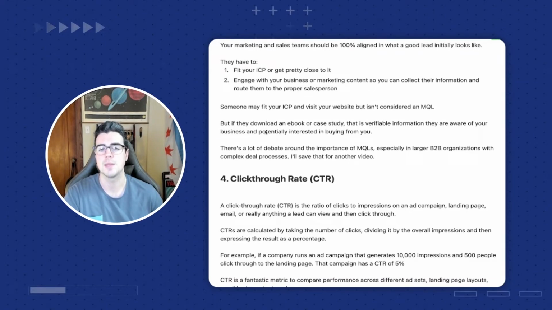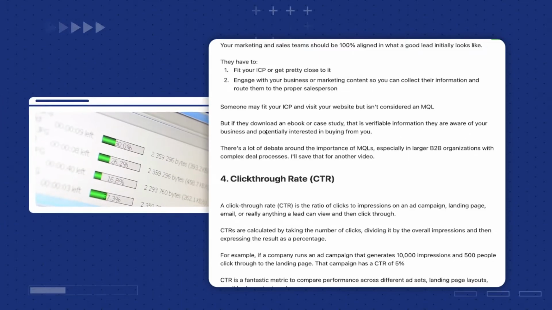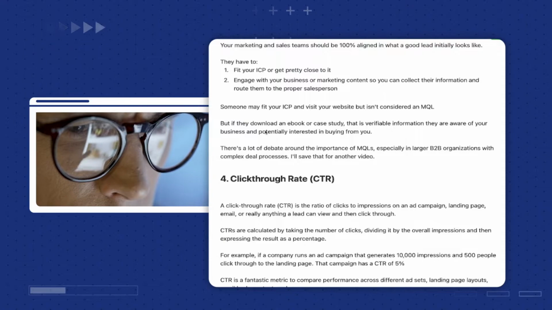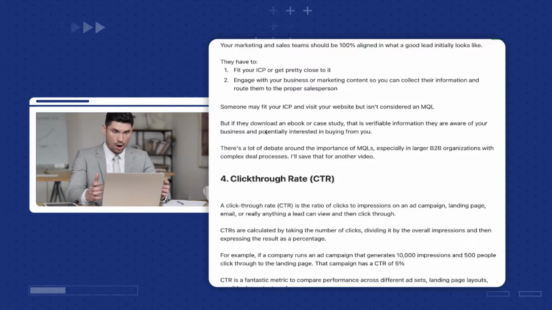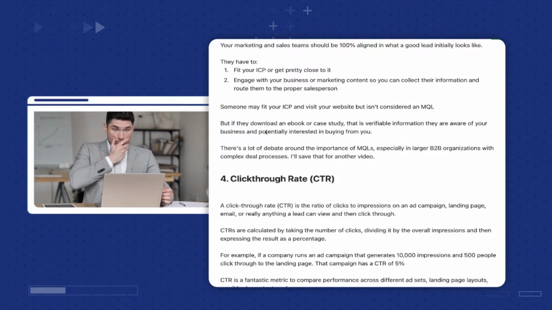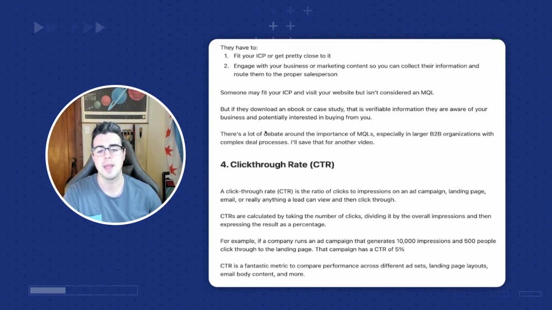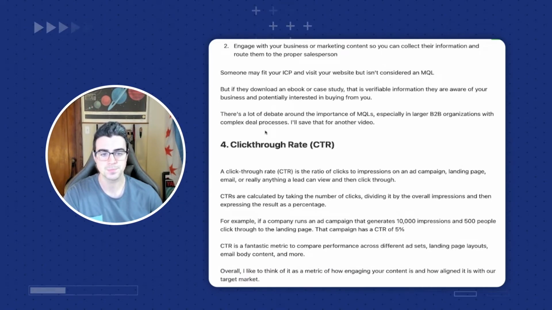Someone may fit your ICP and visit your website, but they're not necessarily considered an MQL. But if they download an ebook or a case study, that is now verifiable information that they are aware of your business and potentially interested in buying from you. So there's a lot of debate around the importance of MQLs, especially in larger B2B organizations that have complex offerings or deal processes. I'll just save that for another video.